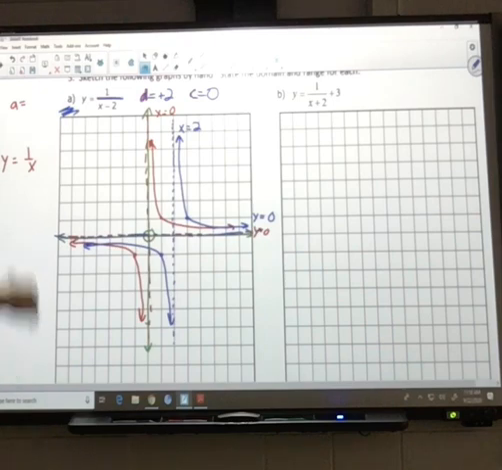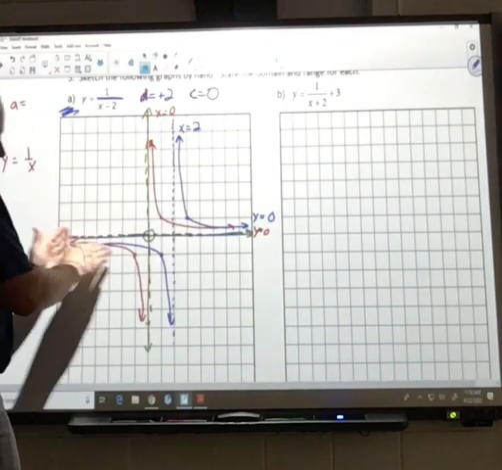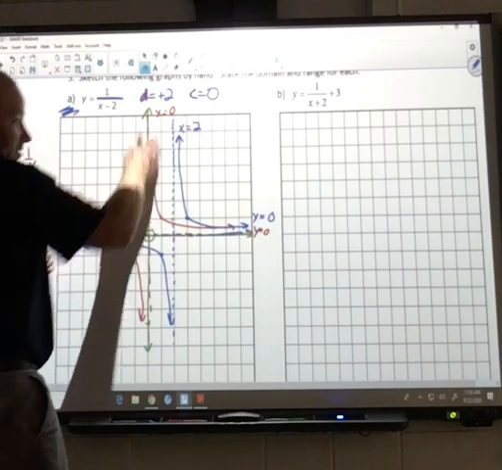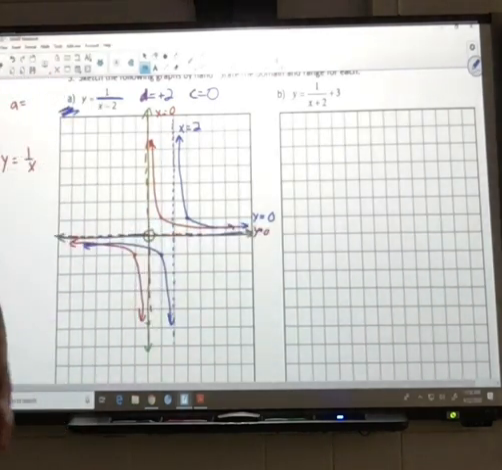But my final function is in blue, and if you notice it carefully, you'll see that this red has shifted to the right 2, this red is shifted to the right 2, this asymptote is shifted to the right 2, but yet this asymptote stays the same because it hasn't moved up or down. Okay?